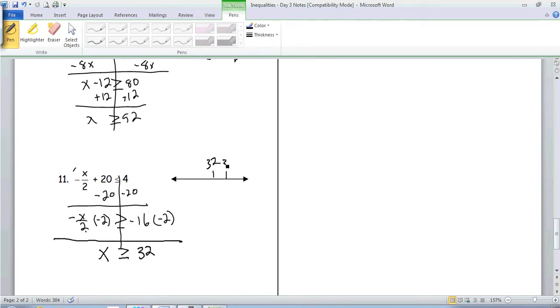32, 33, 34, 31, 30. So it does have the equal sign, so when I draw my circle on that, I'm going to fill it in. It's pointing towards the right, so I'm going to draw my arrow to the right. And there we go.